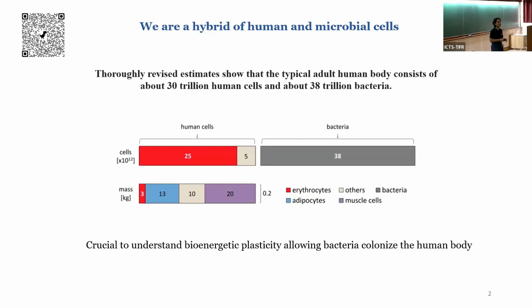The most recent estimates suggest that there are about as many human cells in our body as there are bacterial cells. They are very different by weight, of course, because bacterial cells are much smaller than human cells. But looking at the numbers, we are about equal parts human cells and bacterial cells, which makes it very interesting to ask how exactly did the bacterial cells co-evolve with humans and adapt to the human body to be able to survive and thrive within the human niche.